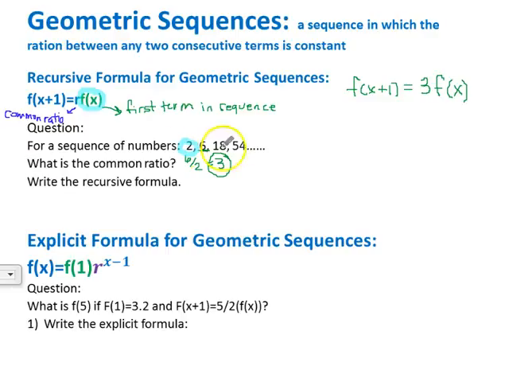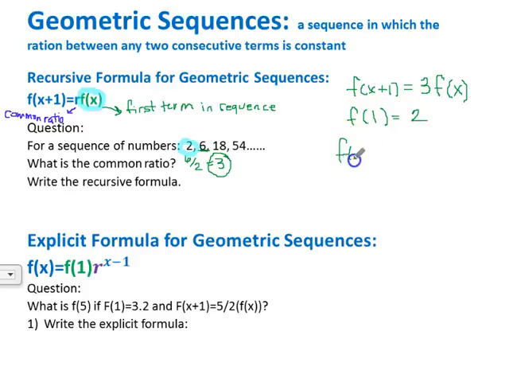So we know the first term is 2. Now let's try and see if our formula works if we want to find the second term. Let's try f of 1. So f of 1, we know f of 1 is our first term, which we know is 2.